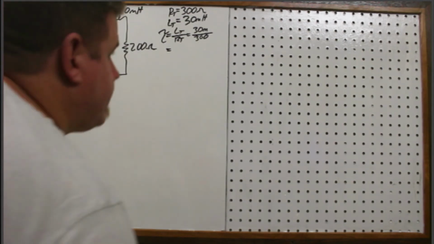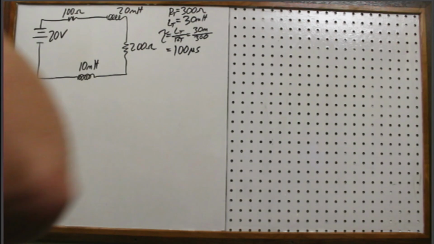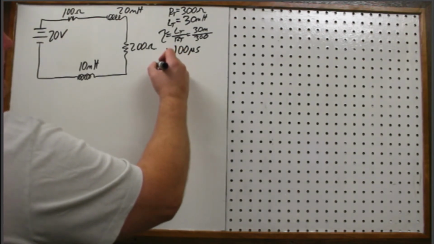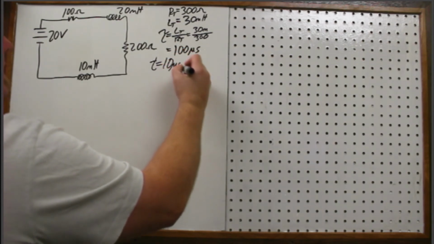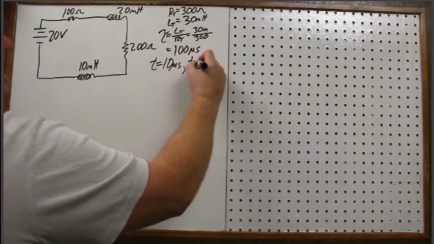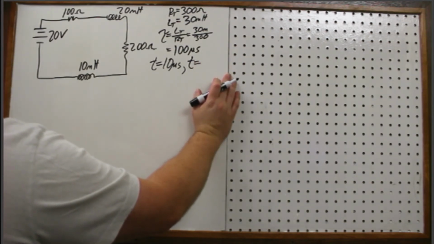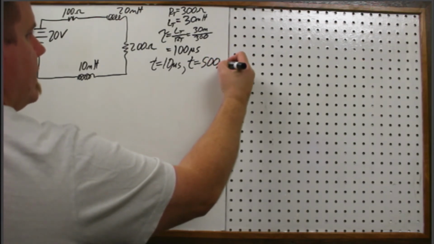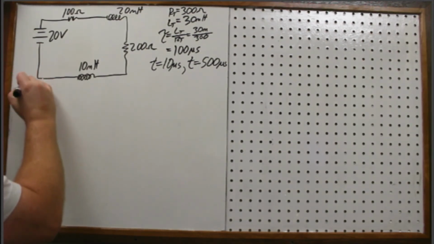And we get 100 micro. That makes it easy. So half a millisecond, or 500 microseconds, will be at steady state. So let's look at t equals... let's go really, really quick. How about 10 microseconds? And let's also look at t equals 500 micro. We'll look at 5 tau, so this is steady state. Okay? So the first one's going to be 10 microseconds.